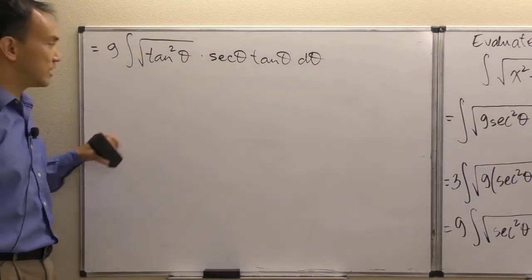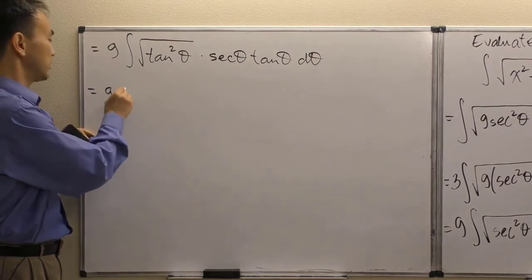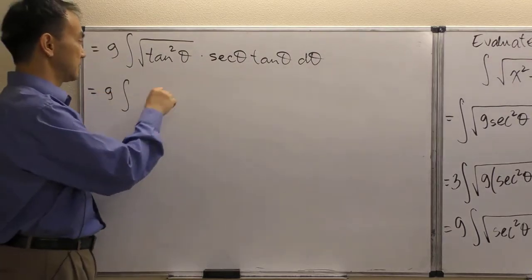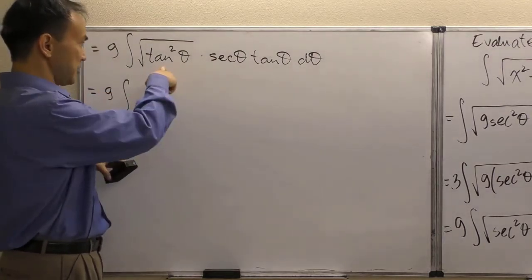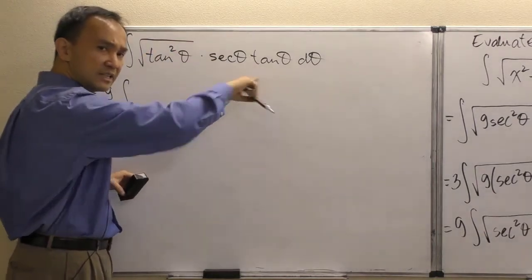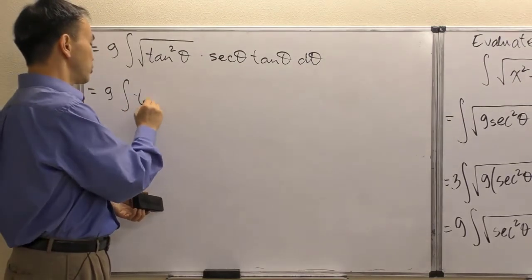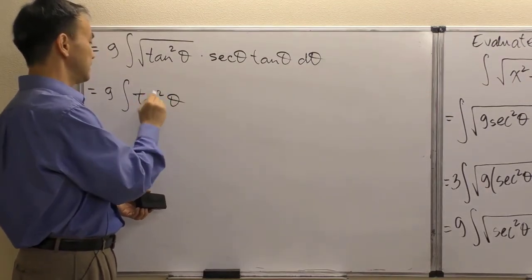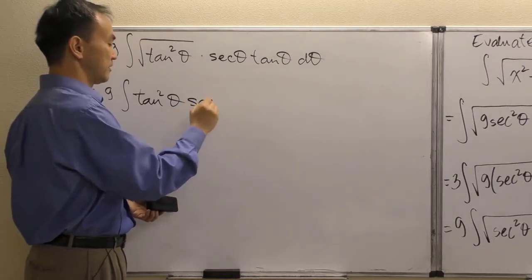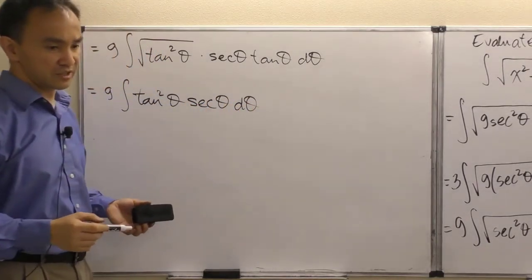All right, and so now the square root of a tangent square gives me a tangent. So the square root of tangent square is a tangent, and multiplied together with that other tangent that was already there, now I'm looking at a tangent square of theta times a secant of theta. A tangent square times a secant of theta.